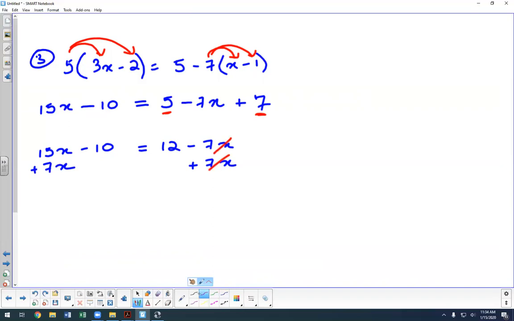And these guys cancel out. 15 plus 7, 22x. Yeah, very good. And then, of course, we want to go ahead and add that 10 to the other side now. So that will end up giving us 12 plus 10, which is also 22, right? So x equals 1. Yeah, very good.